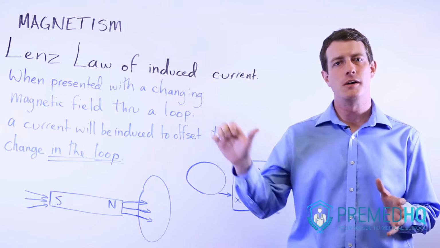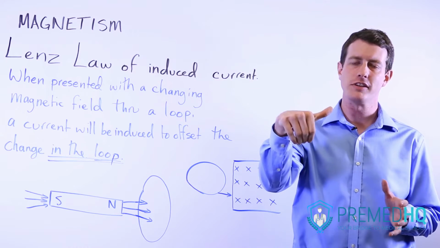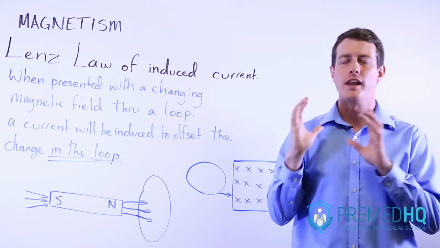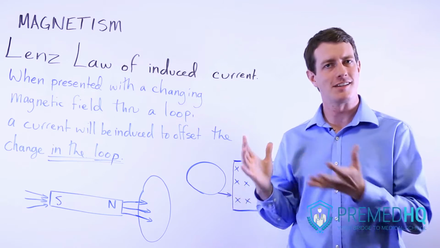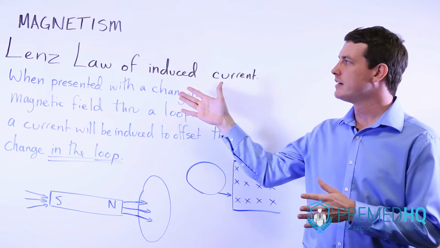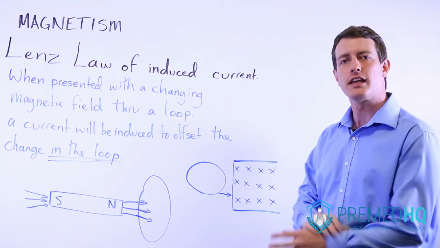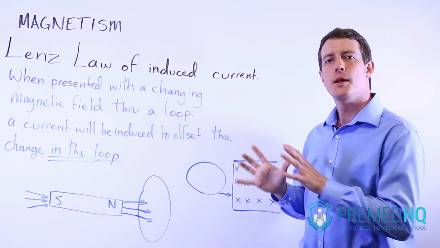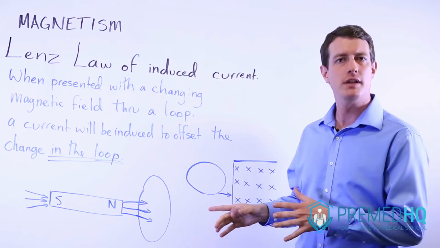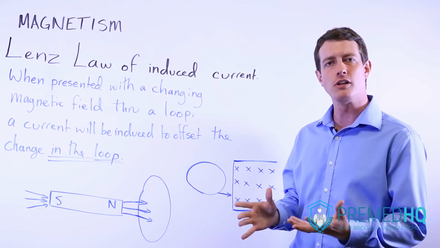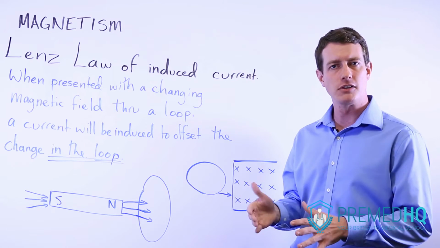So we've discussed how a moving current generates a magnetic field, but what happens when a magnetic field induces a current? And so this is something that is described by the law developed by Heinrich Lenz, who figured out that if you have a changing magnetic field going through a loop, that will induce a current that will offset the magnetic field going through that loop.